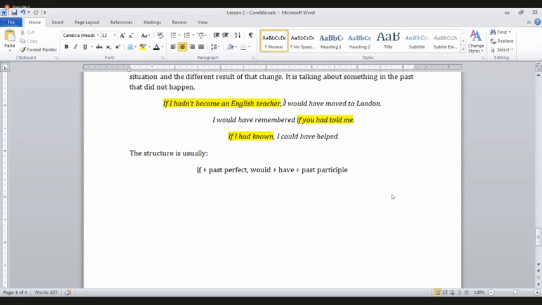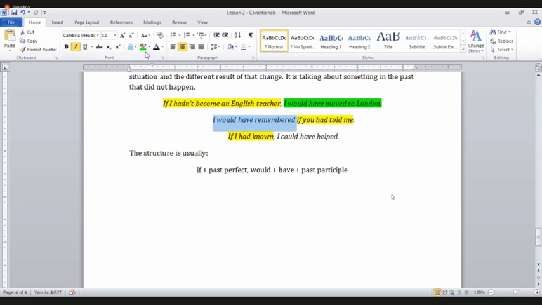And then the main clause. What is the main clause of the first one? I would have moved to London. So it starts with the subject, then would plus have plus past participle.